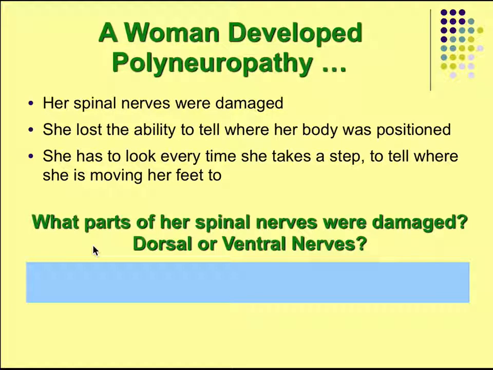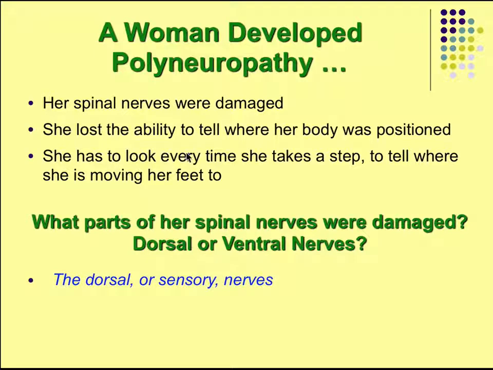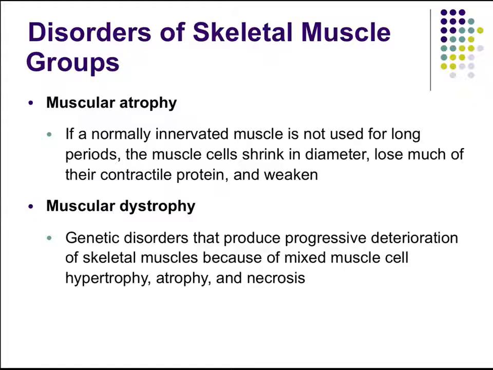So what parts of her spinal nerves were damaged? Were they her dorsal or her ventral? Were they her sensory neurons or her motor neurons? So she can walk, but she has to look every time with her eyes because she can't tell by touching with her feet. So it would be her dorsal or her sensory nerves that were impacted. So knowing your anatomy and how everything is organized, it really helps figure out what areas were damaged because you know where certain neurons are located.